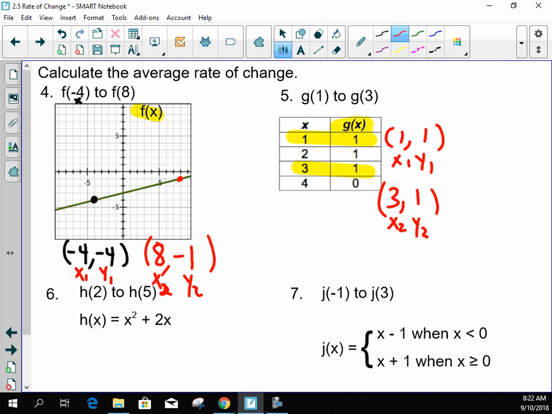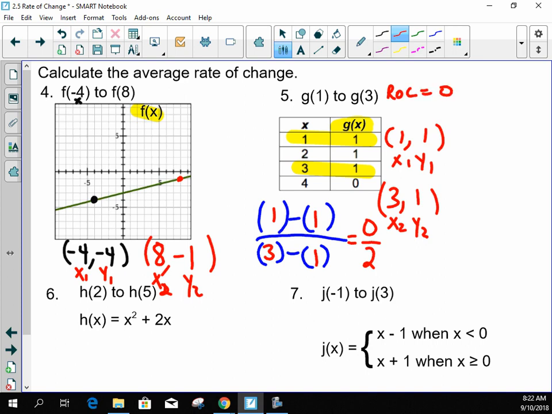Let's go ahead and do number 5. So my formula is y2 minus y1, right, over x2 minus x1. I'm going to have 1 minus 1 over 3 minus 1. What's 1 minus 1? So it's going to be 0 over 2. I can't leave it like that. What's 0 over 2? Put it in your calculator. 0 over 2 equals 0. So what is your rate of change for this one?